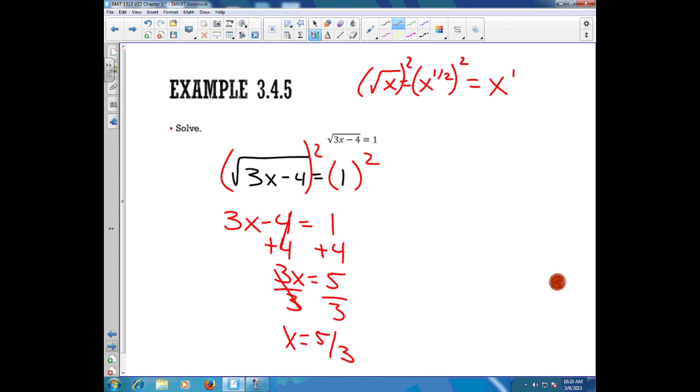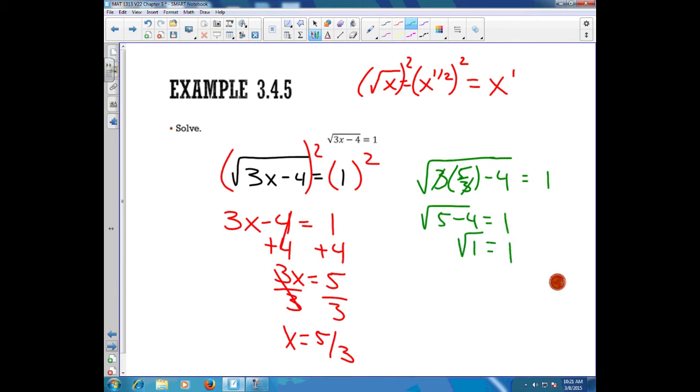Now we can go back and check our answer. If we plug in 5/3, we get the square root of 3 times 5/3 minus 4 is equal to 1. Well, the 3's cancel, and we're left with the square root of 5 minus 4 equals 1, which is the square root of 1, and so this one's okay. And so our answer is just x equals 5/3.